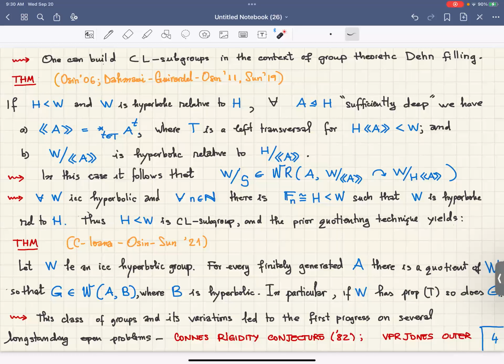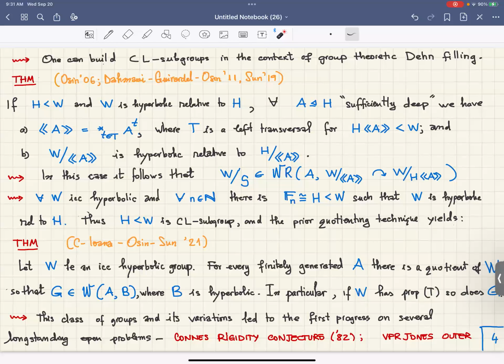It's the work of Osin from 2006, then a follow-up by Dahmani, Guirardel, and Osin, and more recently by Bin Sun, one of our co-authors. Essentially, what this theorem says is that you can play this game in relatively hyperbolic groups. If a group is hyperbolic relative to a subgroup, then inside that subgroup you can go deep enough, with finite index normal subgroups, finding smaller and smaller finite index normal subgroups. At some point there is a threshold.